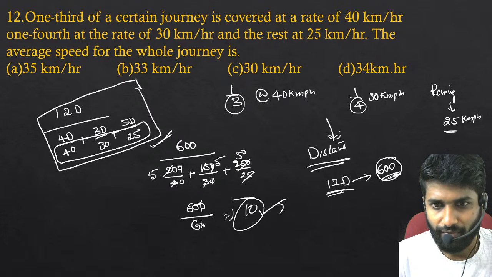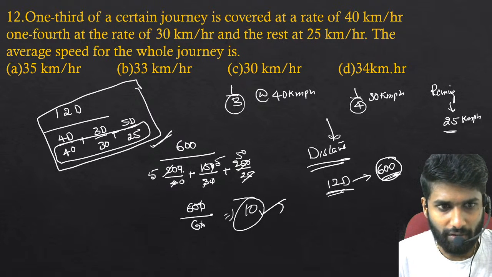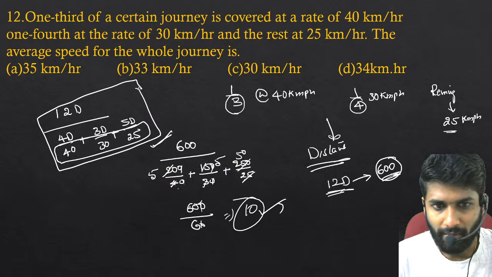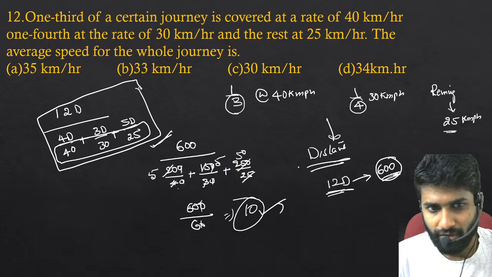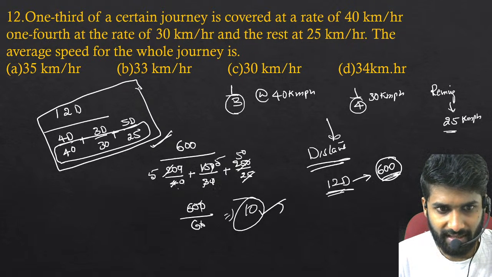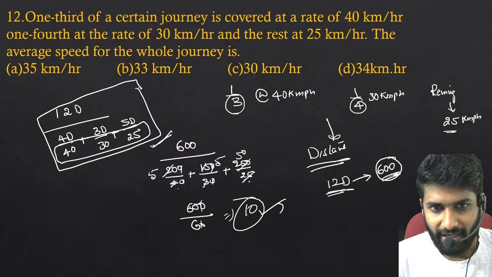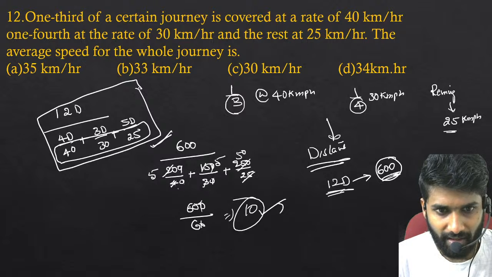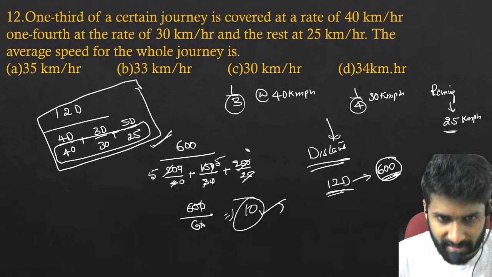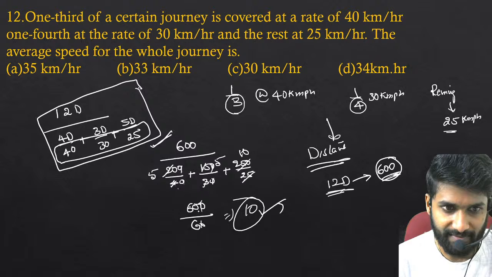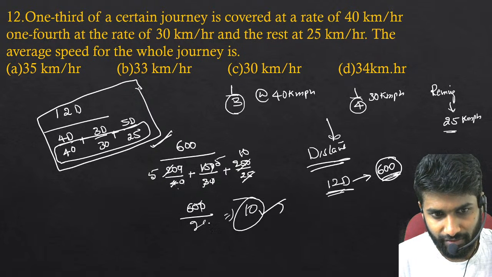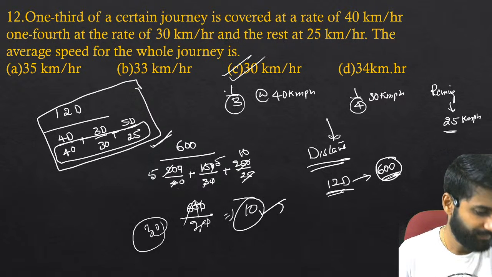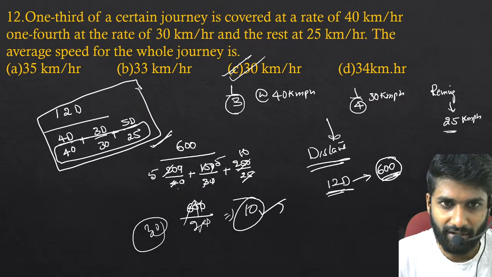One third of 600 is equal to 200, at a speed of 40 kilometers per hour, and one fourth of 600 is equal to 150, running at 30 kilometers per hour, and the remaining 250 they are running at a speed of 25 kilometers per hour. Okay, up to now there is no problem. This is exactly 10 times. Now the total value becomes exactly 20 times. Now the value becomes exactly 30 kilometers per hour. The answer is 30 kilometers per hour.